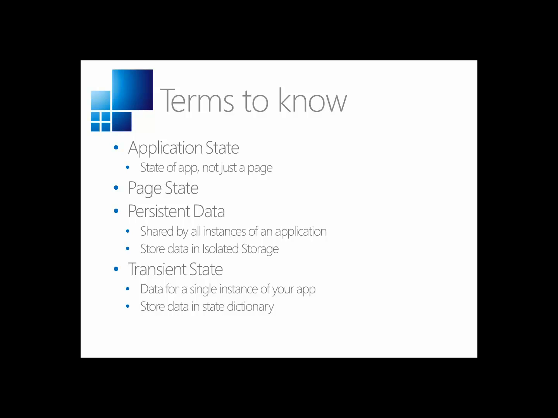You need to understand page state, which is the state of obviously a single page. But within that, there are two terms, persistent data and transient data. Persistent data is stuff that you want to be there when they come back to your application a second time, meaning that when they restart your application, you want that data to be there. Transient state is the data that you want to hold to give the illusion that your application is running in the background, and you save that for a single instance of your app, and you can store it in the state dictionary.